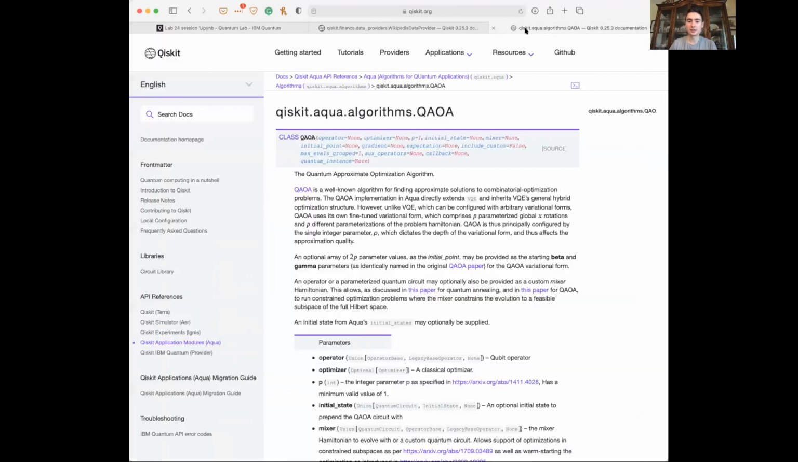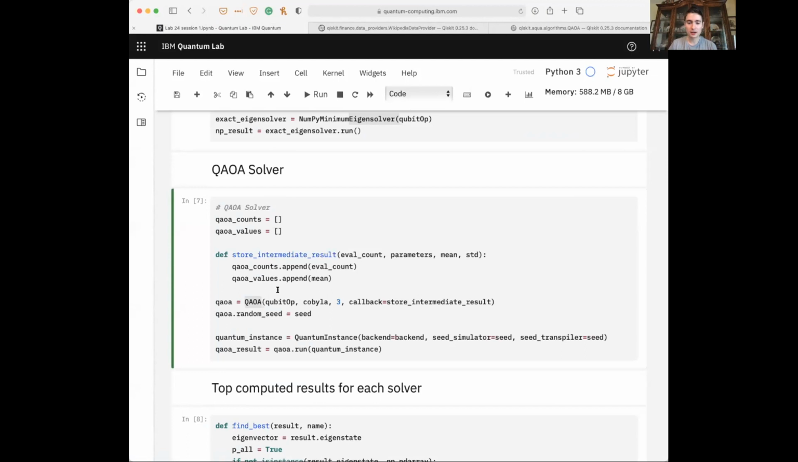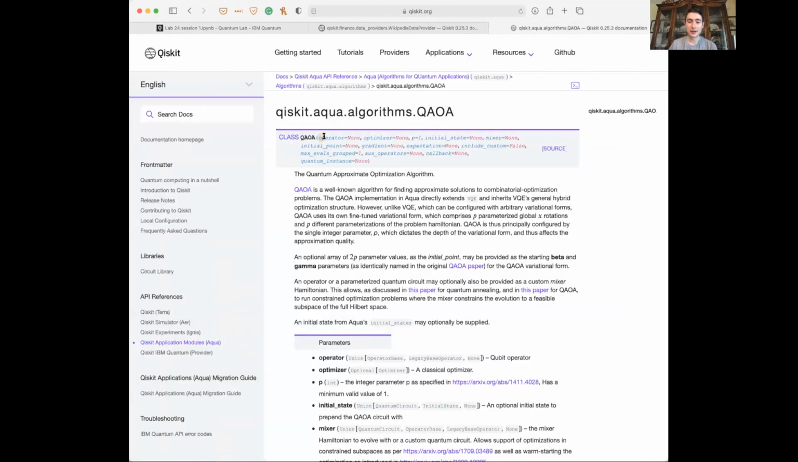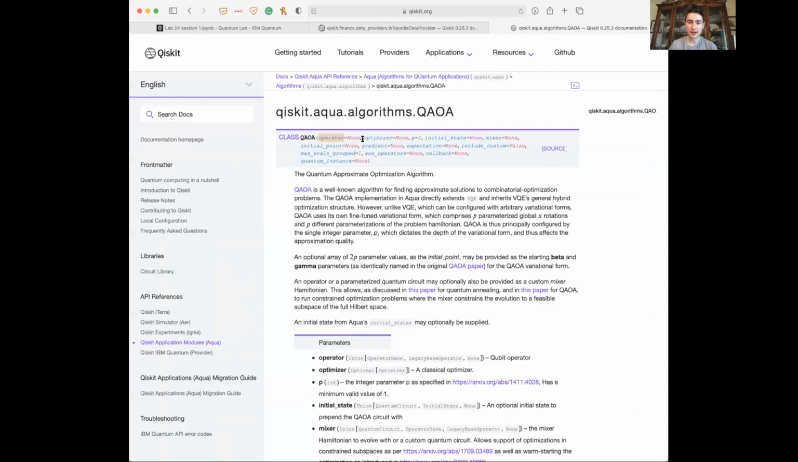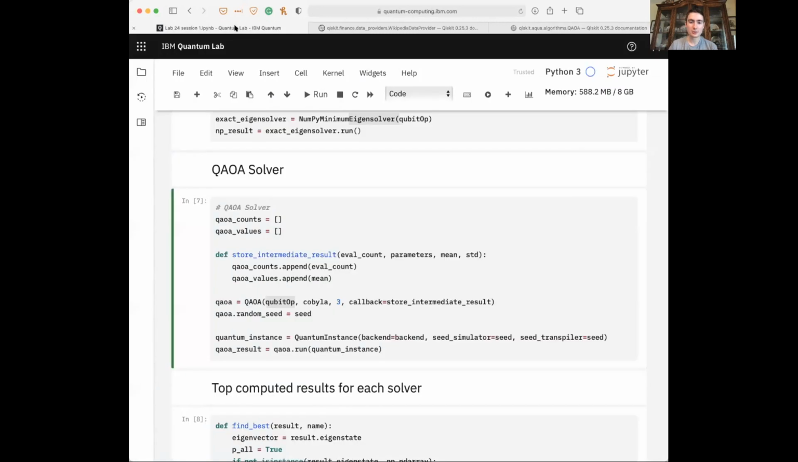So I already Googled this earlier, right? And we found this page. It would probably be worth taking some time to read through this because as you can see, when we call QAOA, we set it up with 1, 2, 3, 4 parameters, right? Up here, you can see QAOA takes way more than 4 parameters if you wanted to experiment with it, right? So some of them we've seen, like the operator, we've already used that. We're passing in our Qubit operator that we created using the finance library. Our optimizer was Cobala. Here, P defaults to 1. We seem to have passed P equals 3.